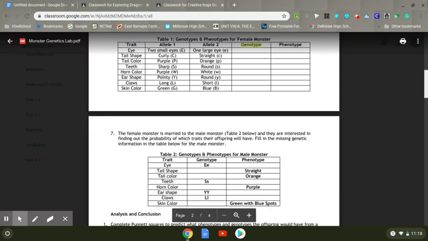Then let's do another one, like teeth. You have big S, little s. So if you look, if you have only one big S, it's the same thing as if you have 2. It means you have sharp teeth. So you're going to write sharp teeth in the phenotype.